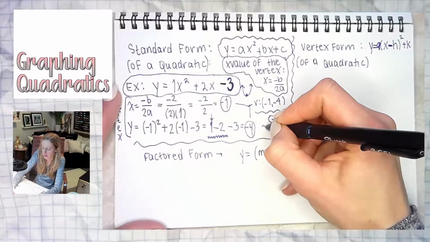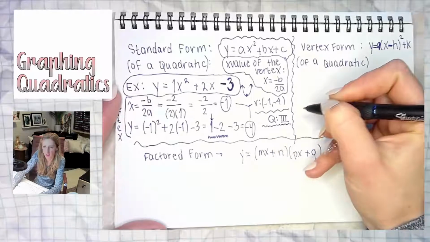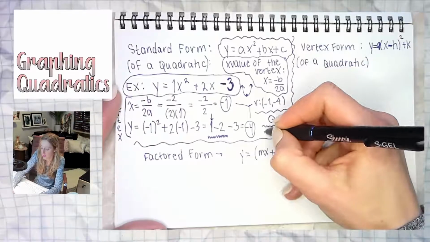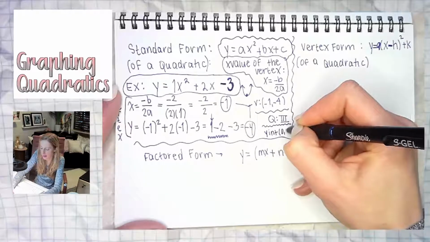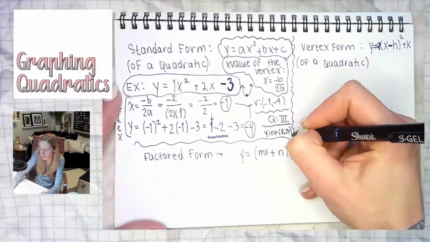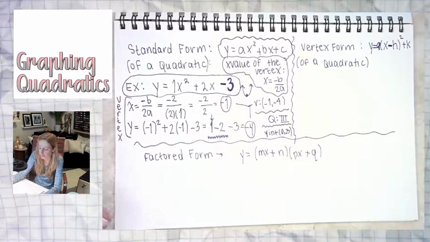Is it the y-intercept? Yeah, it's the y-intercept. Good. So the y-intercept would be (0, -3). Ooh, -3, sorry. And that could help us draw our graph.